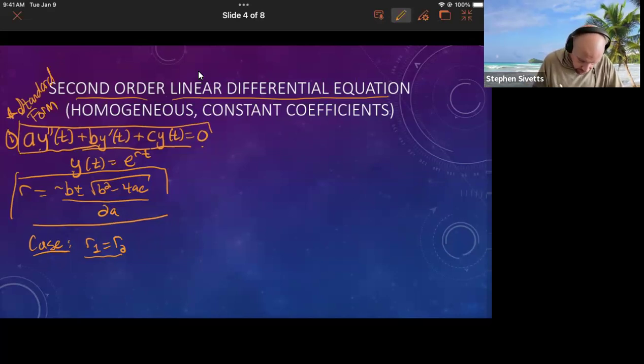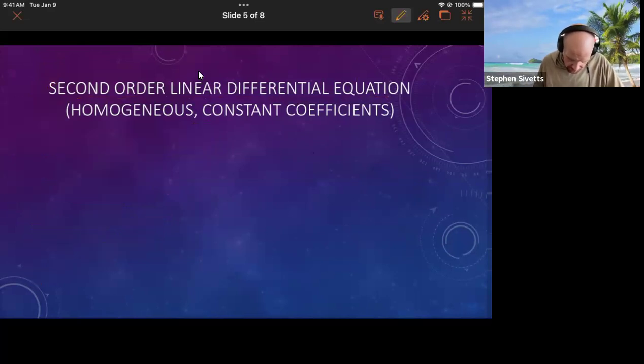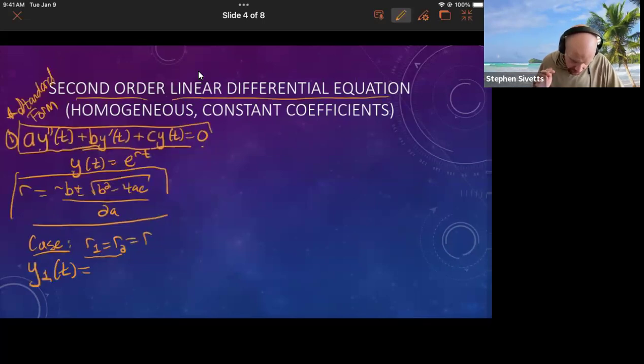So for example, we'll have one set of solutions. I'll do that in the other slide. So if we have R1 equals R2, we'll call this number R. And so one solution will look like this.